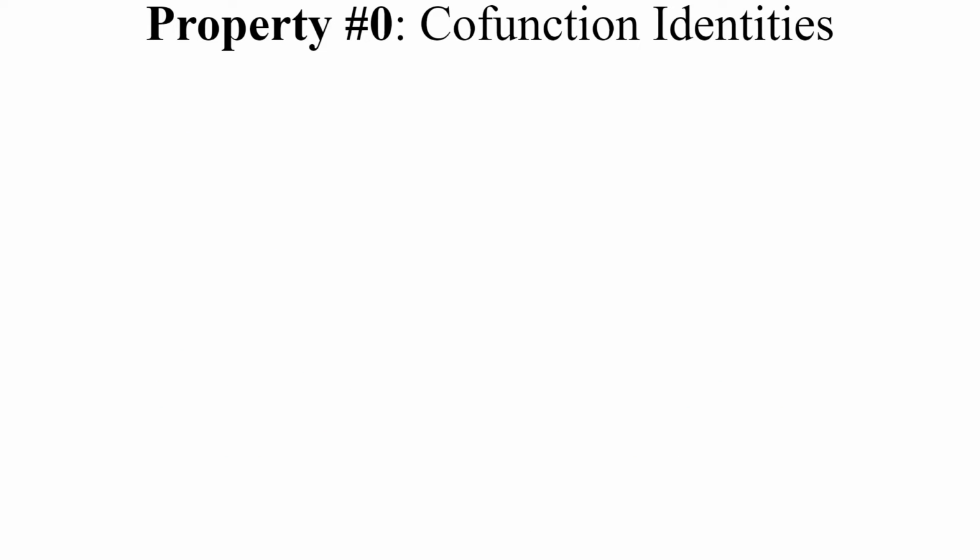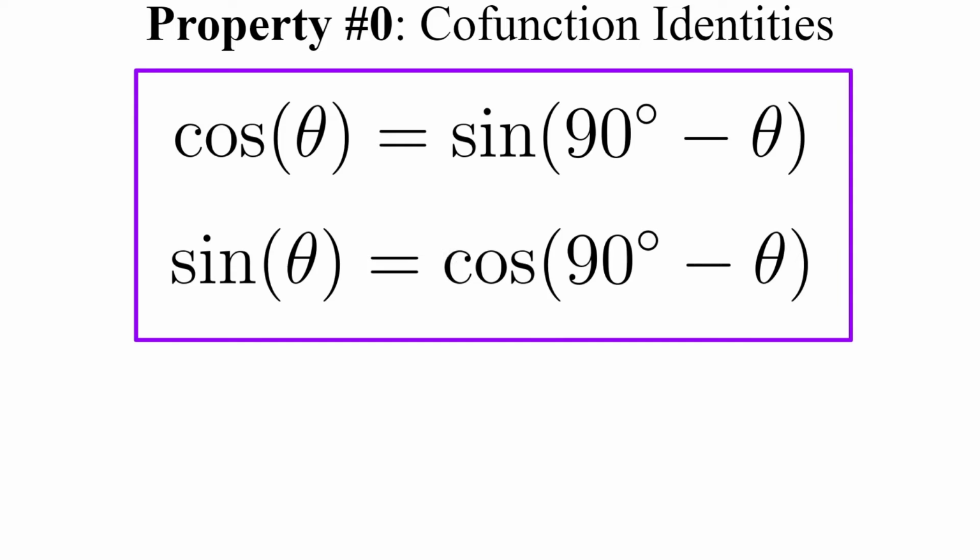Okay, property number 0. This one isn't as important, so that's why I called it property number 0 instead of starting at 1. Cofunction identities. So cosine of theta is equal to sine of 90 degrees minus theta, and sine of theta is equal to cosine of 90 degrees minus theta.